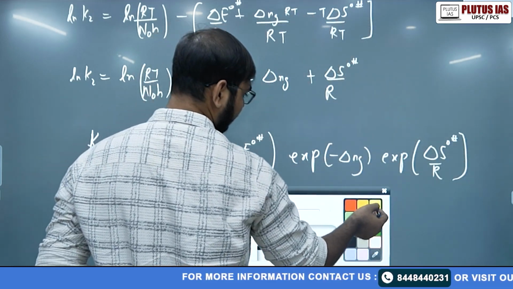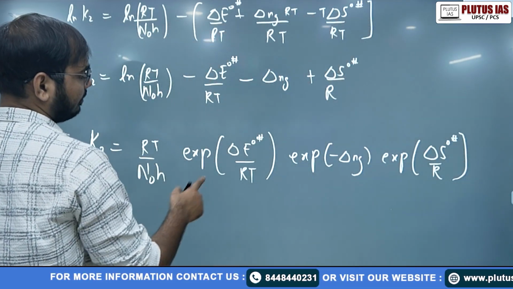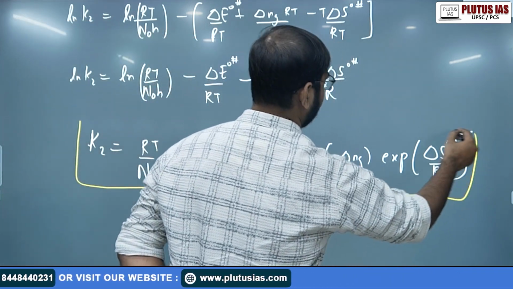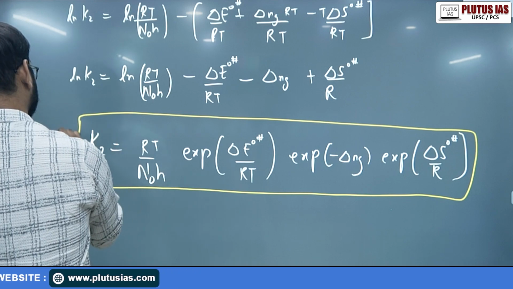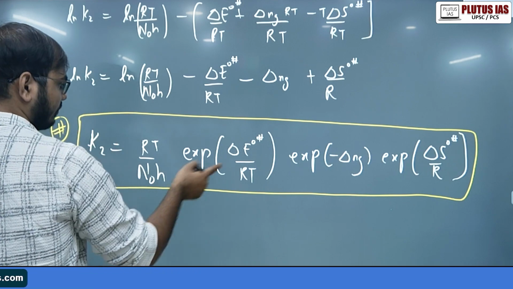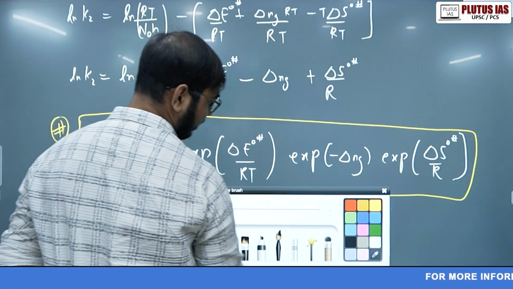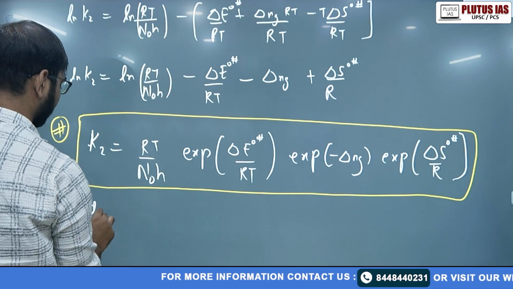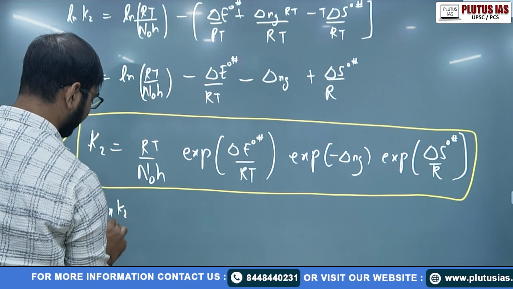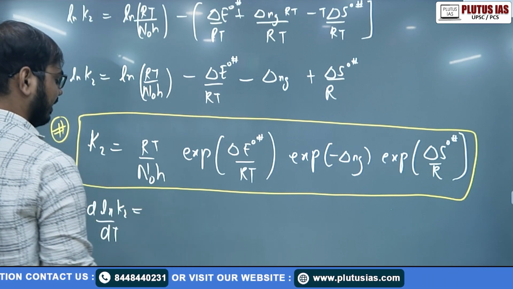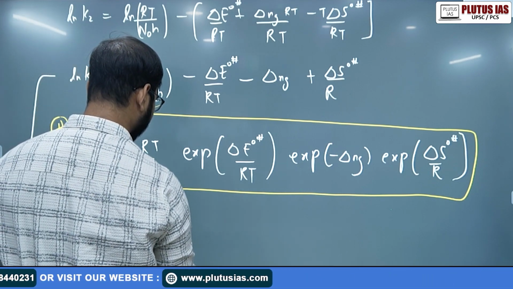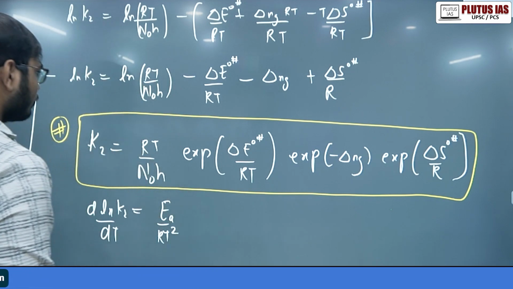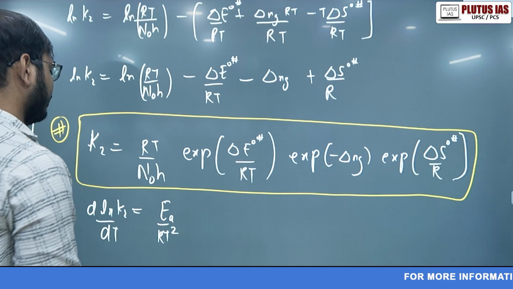This is the value. Now the problem is, in this equation we don't have the value of E naught, and please do not by mistake mark it as activation energy. So first we need to find the value of delta E naught. For this we will take the relation d ln K2 by dT, which was given by Arrhenius, that states that it will be equal to EA upon RT square. So the above relation will be converted into this form.